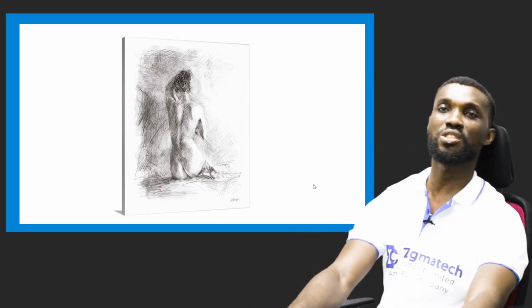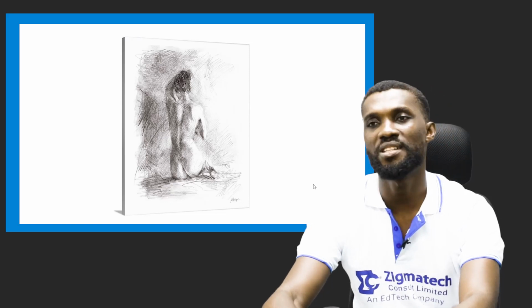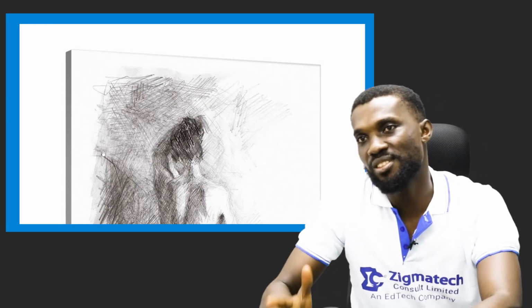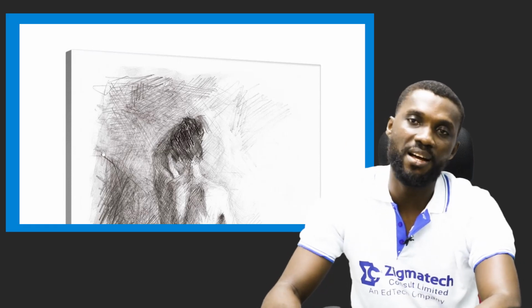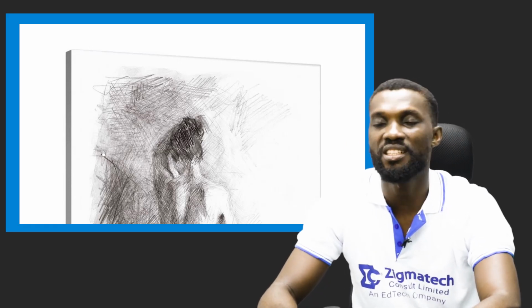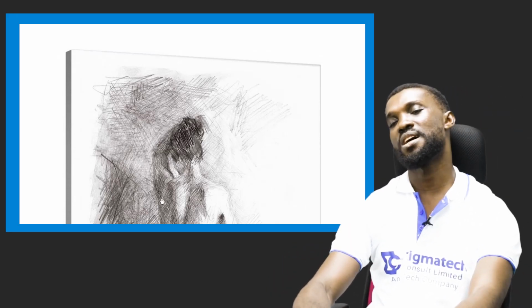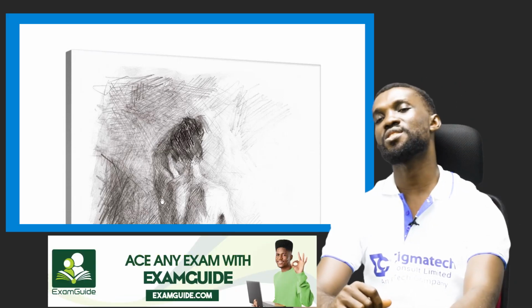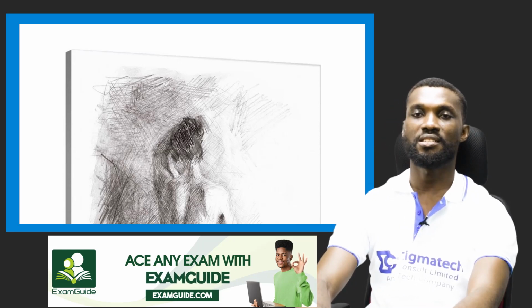Now look at this drawing of the lady. This is a perfect example of what cross-hatching looks like. You see the strokes of pen or pencil, how it goes helter-skelter. You see some of the lines, they're going the same way, with the same pressure, and then some other parts, they are going different ways with different pressure. So just bear in mind that we have three major hatching methods. The first one is parallel hatching, we have cross-hatching, and then finally we have the contour hatching. All right, so now let's proceed.